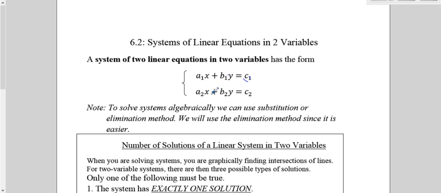And then you have two more terms for another equation being added or subtracted equal to a term. Sometimes they might be written such as 3x minus 8y equals 12 and y equals 3x plus 2. This is still a system of linear equations in two variables, just not written in standard form.